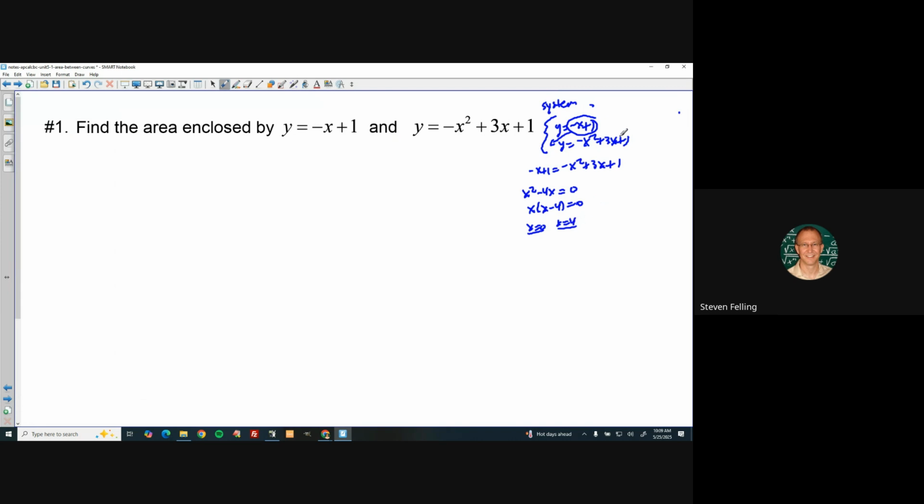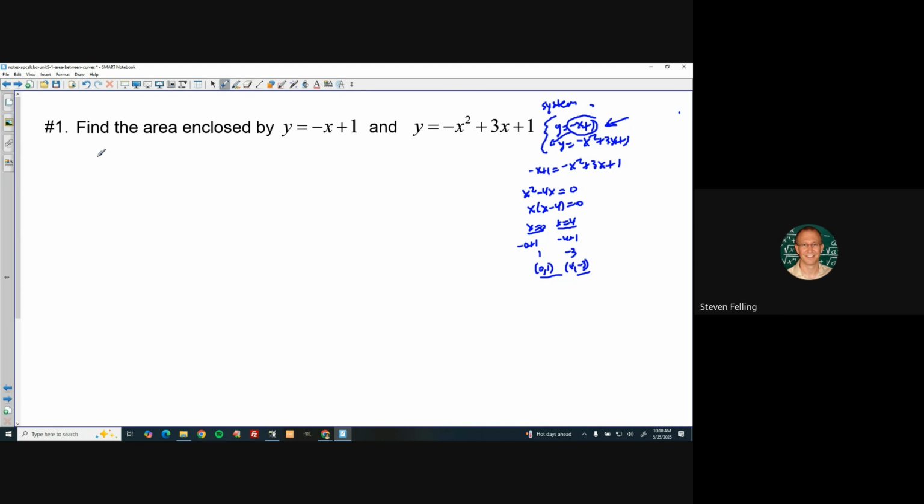To find the matching y, we can substitute into whichever of these seems easier. Y is negative x plus 1, so negative 0 plus 1 would be 1. So that's the point: x is 0, y is 1. And then if I plug a 4 in here, that's negative 4 plus 1, which would be negative 3. So when x is 4, y is negative 3. So that gives me some pretty good information.